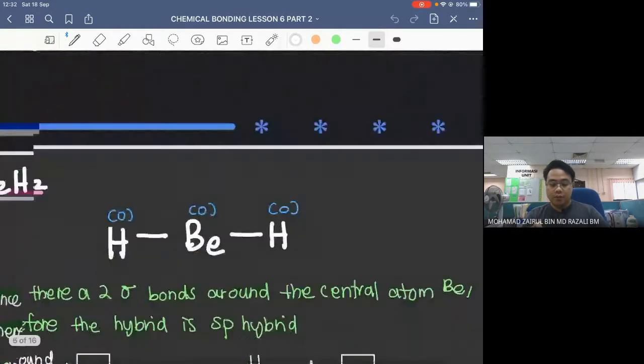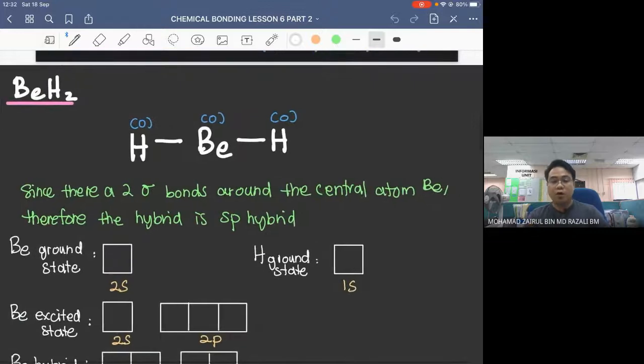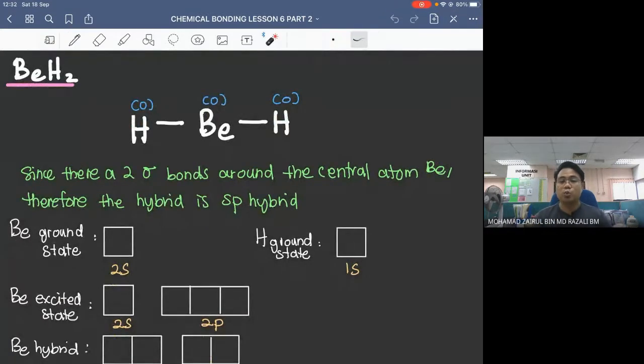Okay. So, we try to draw the orbital overlapping diagram for beryllium hydride. The first one, you need to draw the molecular geometry and calculate the formal charge for each atom. Okay, this is the molecular geometry for the beryllium hydride. Since beryllium hydride only consists of 2 bonding pairs and 0 lone pairs on the central atom, the geometry is a linear geometry. And if you calculate the formal charge for each atom in BeH2, it is equal to 0.